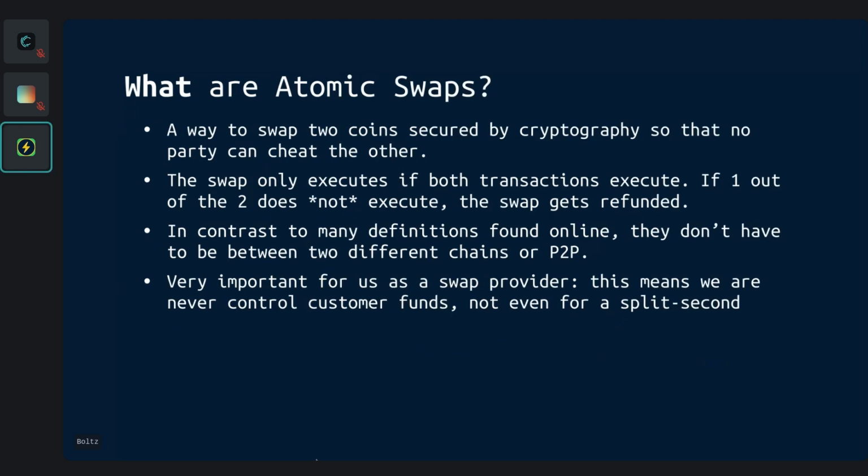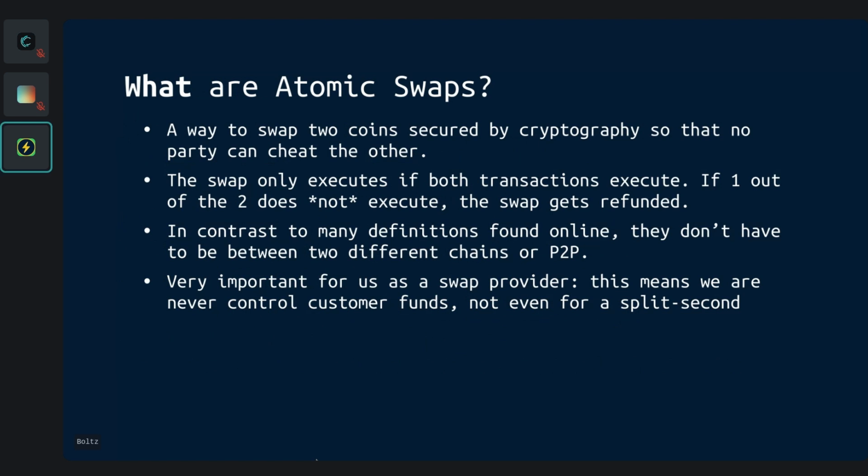All right, super brief. What are atomic swaps? An atomic swap in general is a way to swap two coins with each other that is secured by cryptography in a way that no party can cheat, that nobody can steal from each other. And that is achieved by the main premise that a swap only executes if both transactions execute. So if one out of the two transactions fails, the swap fails, or a refund is needed in some cases.